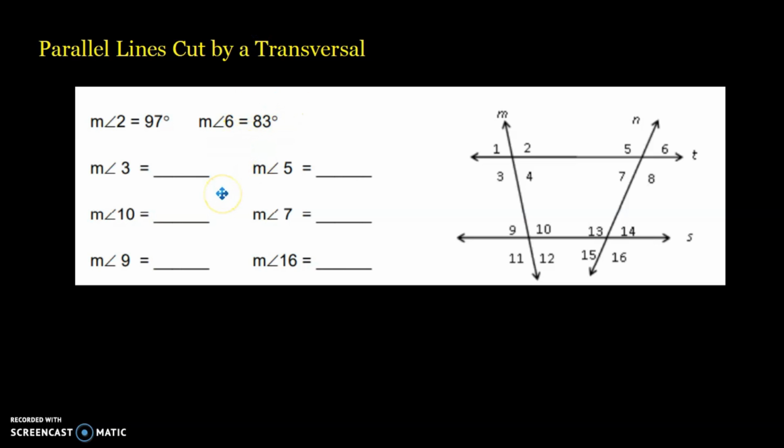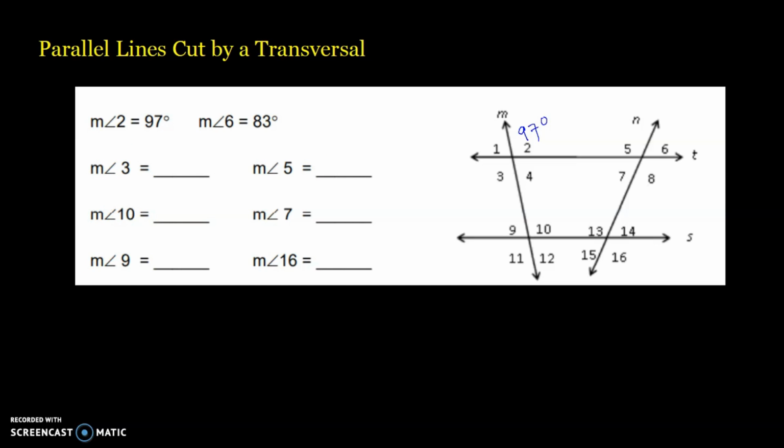In this example, we are to solve for the measures of the indicated missing angles, referring to the given figure. As you can see, T and S are the parallel lines and the transversal lines are M and N. So we have to focus on one transversal line at a time. For the first one, given is angle 2, which has a measure of 97 degrees. So let's label it. Then next, we have to solve for angle 3.